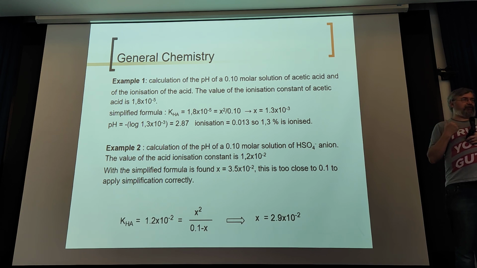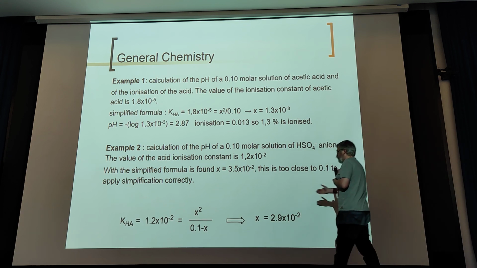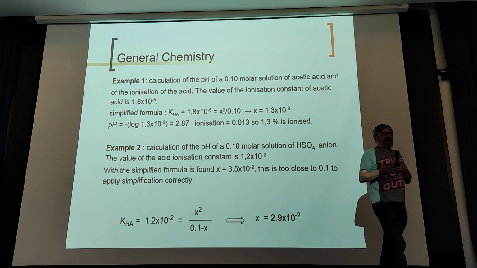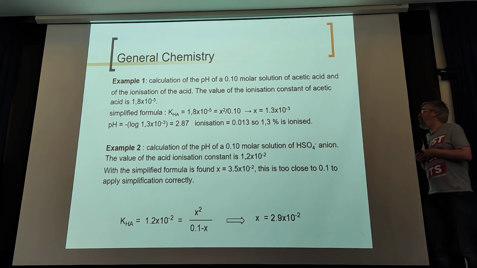35%, that's certainly too much. In that case, we need to use this iterative method. You see, the values 2.9 and 3.5 are too far apart. That's too big a mistake, I think, to accept. So we certainly need this stepwise method in this case.